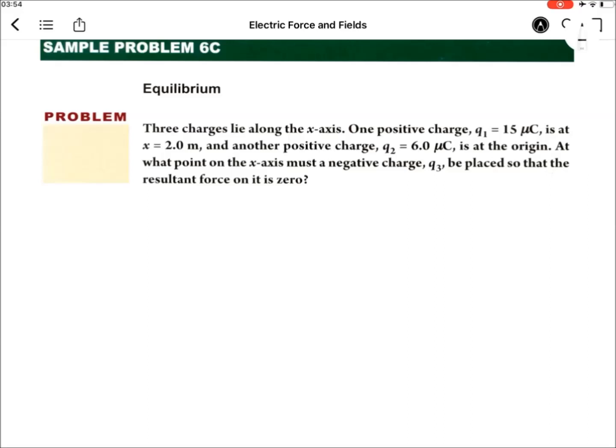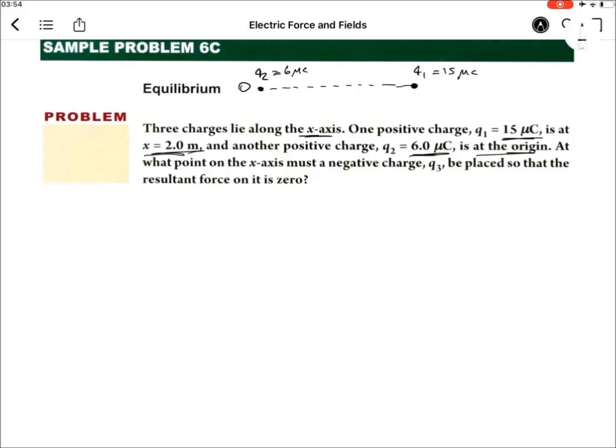Hi everyone, in this question it says three charges lie along the x-axis. One positive charge Q1, 15 microcoulomb, is at 2 meters. Another positive charge Q2, 6 microcoulomb, is at the origin. Origin means 0, so Q2 is here. Away from it, at 2 meters, there is Q1. Q1 is 15 microcoulomb. Q2 is 6 microcoulomb.